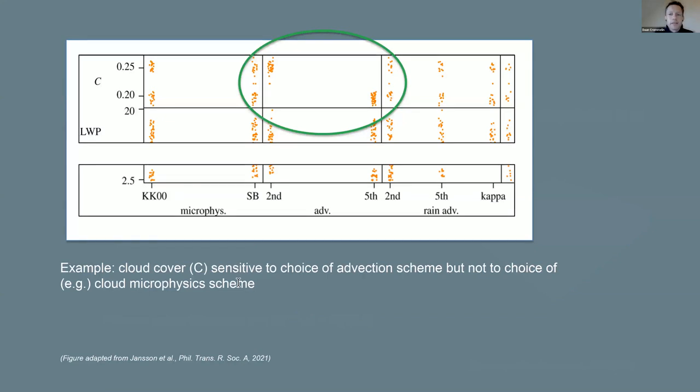Okay, so on this shortened figure, you see, for instance, encircled in green, the cloud cover, which is one of the outputs of the model. The cloud cover is sensitive, as you see here, to the choice of the advection scheme, but not, for instance, to the choice of the cloud microphysics scheme. So this was one of the somewhat unexpected outcomes, at least for me, from this study. Okay, let me move on in the interest of time.